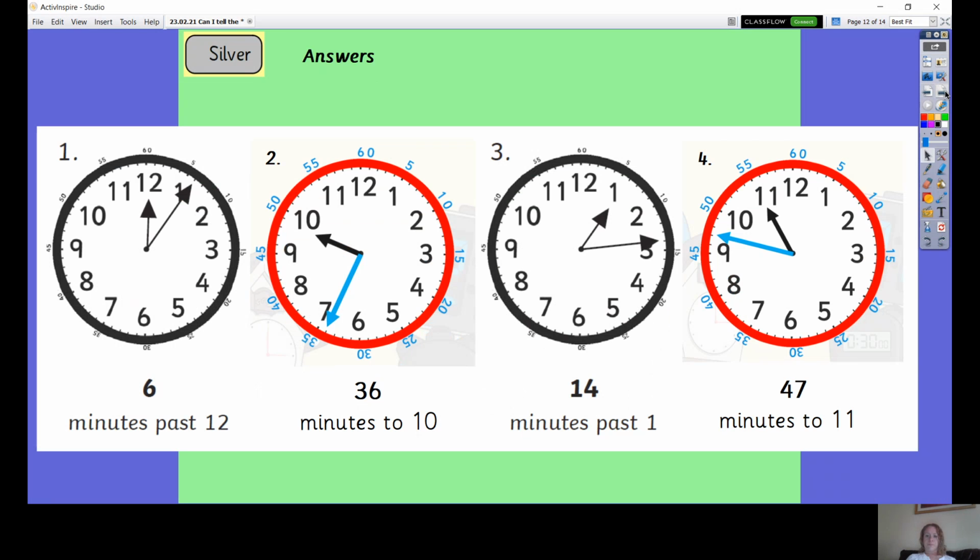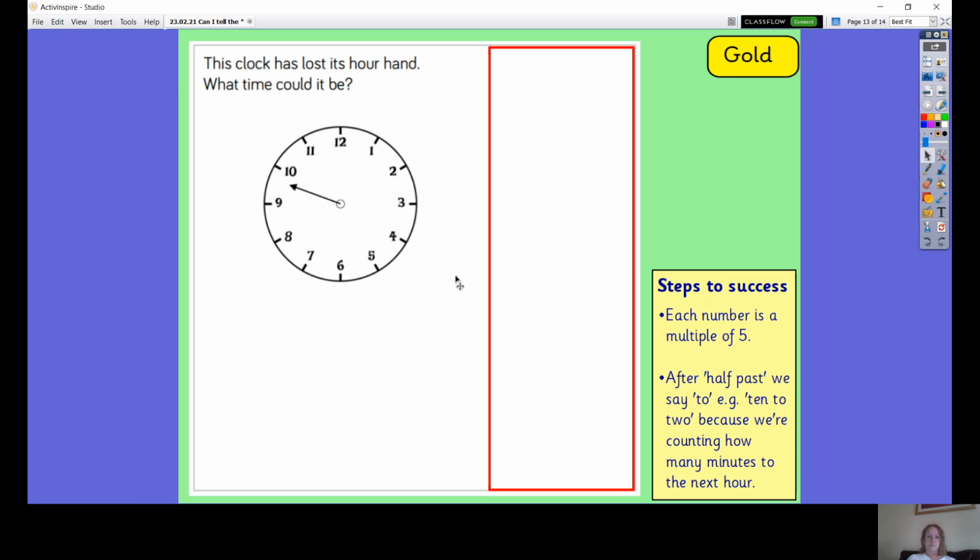Okay, so there's some answers for you at the bottom. The first one, in fact, I won't read them out because if you've pressed play by accident, you'll hear the answer, so you can just see what the answers say along the bottom. Okay, so the first one, 6 minutes past 12, and then the next one, the next one, and the next one. Okay, and then we'll move on to gold. So pause here if you need to mark the ones you've already done, and then we'll move on to gold.